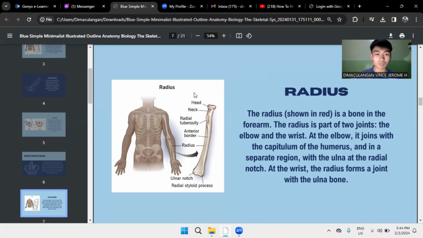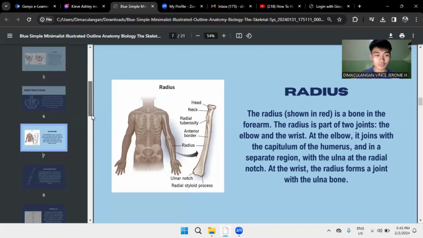And these are the parts of the radius. It has a head, a neck, radial tuberosity, anterior border, ulnar notch, and radial styloid process.